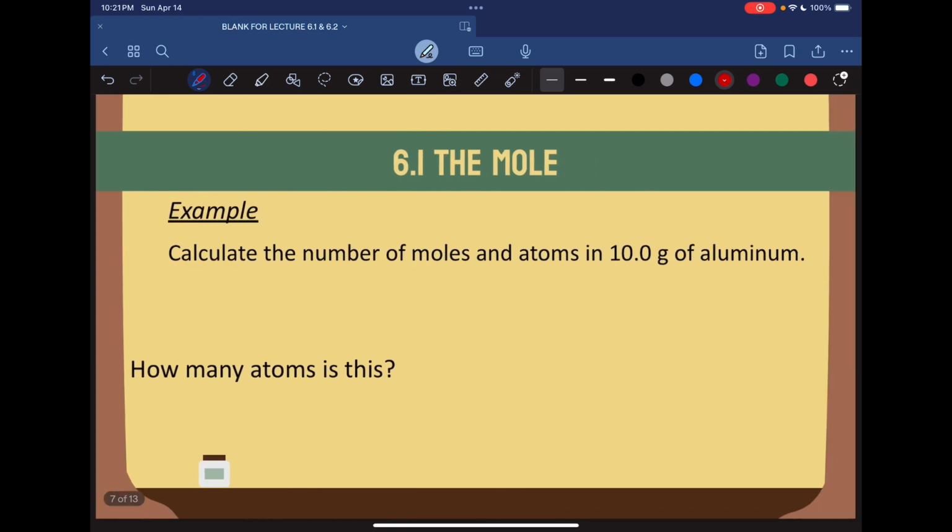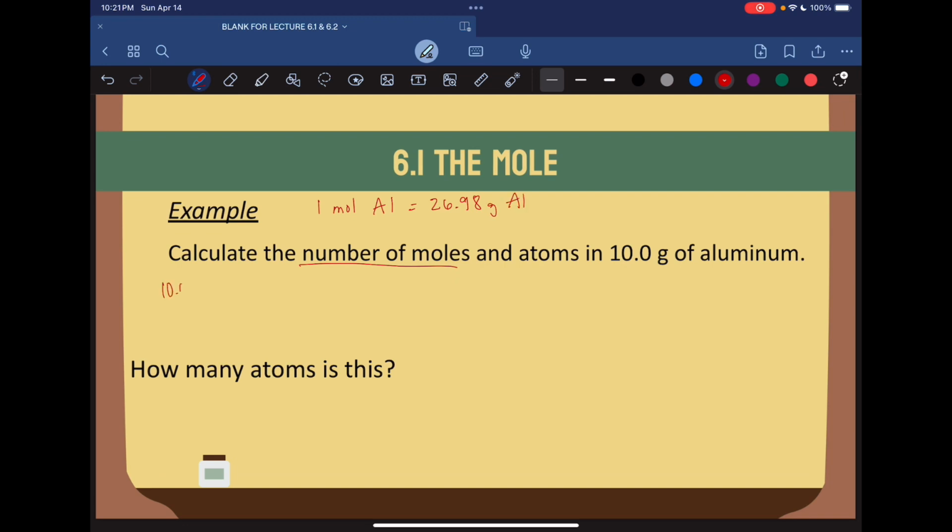Great job. Now, calculate the number of moles and atoms in 10 grams of aluminum. So we're going to start with the number of moles first. So, first of all, let's find aluminum on the periodic table. It's number 13, and I know that 1 mole of aluminum is equal to 26.98 grams of aluminum.